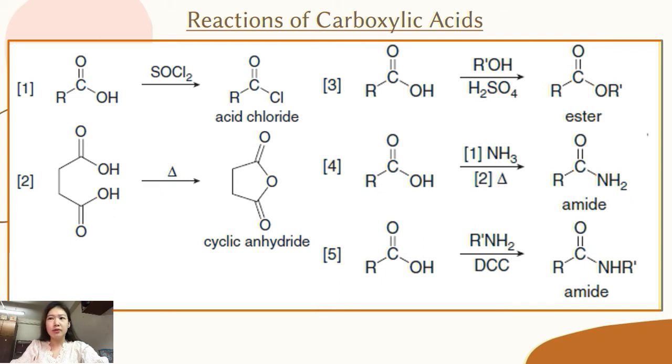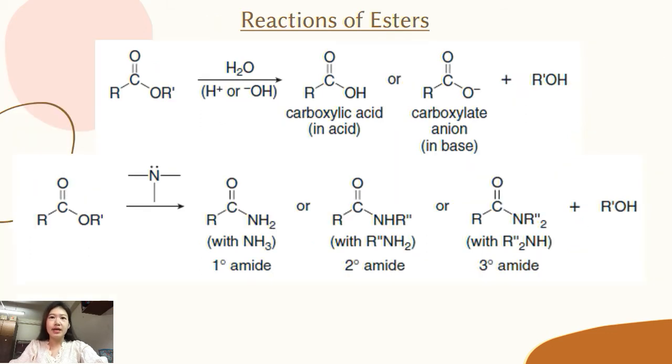To convert it to anhydrides, dicarboxylic acids must be heated to high temperatures to convert them into cyclic anhydrides under dehydration reaction. Esters are hydrolyzed with water in the presence of either acid or base to form carboxylic acid or carboxylic anions respectively. Ester reacts with NH3, ammonia, and amines to form the amides.